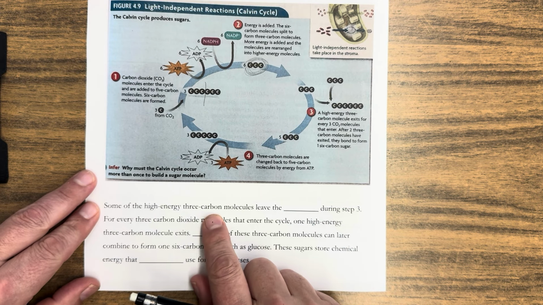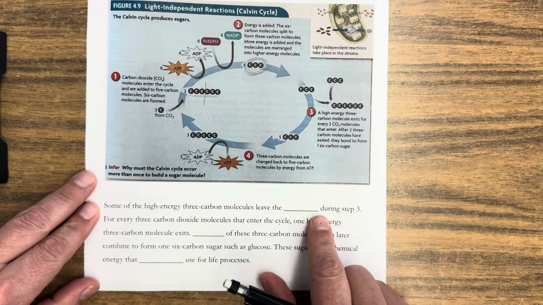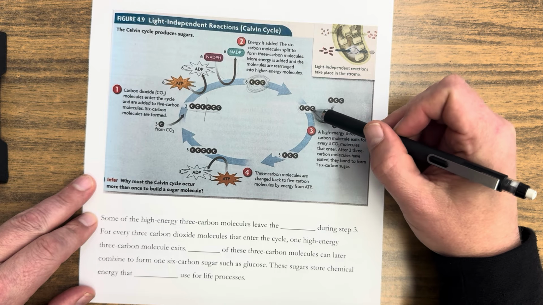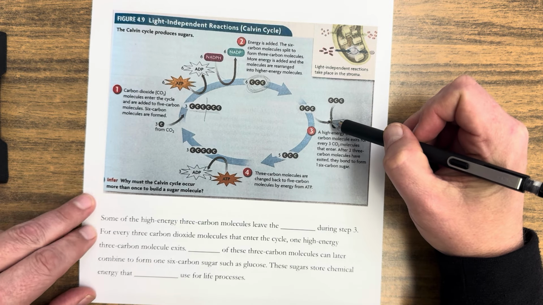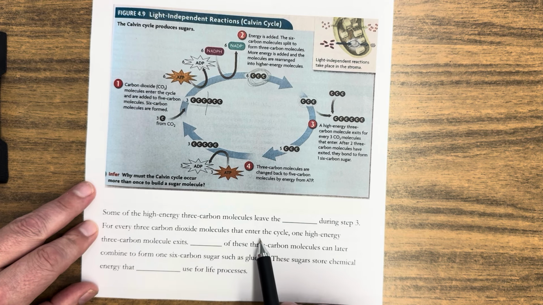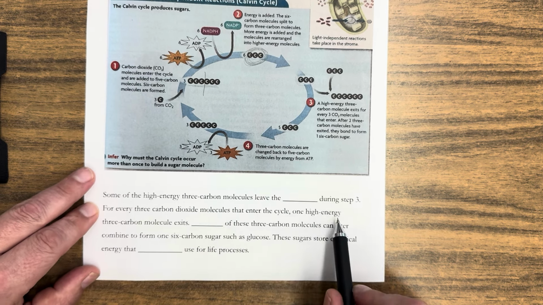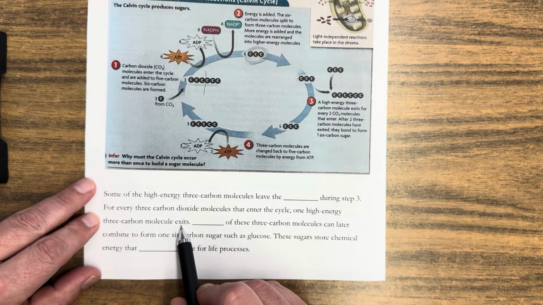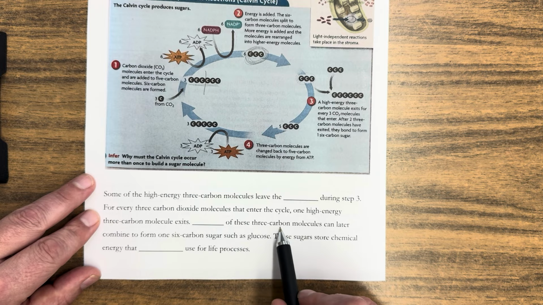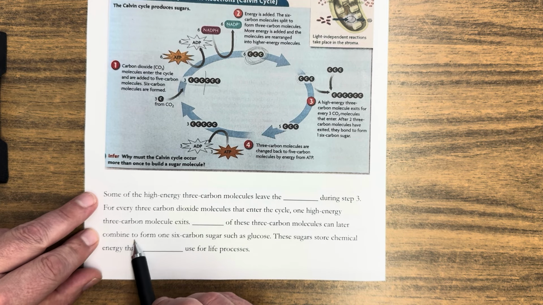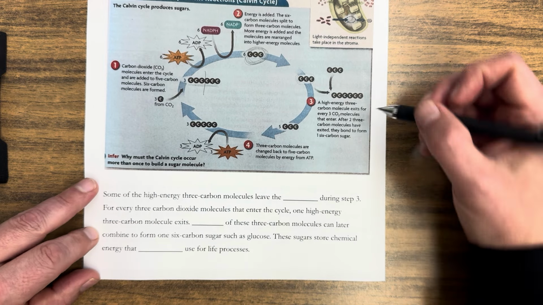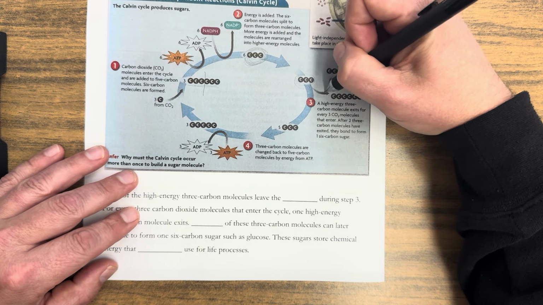Some of the high energy 3 carbon molecules leave the cycle during step 3. So what you'll see here is some of these are going to leave. For every 3 carbon dioxide molecules that enter the cycle, 1 high energy 3 carbon molecule exits. Two of these 3 carbon molecules can later combine to form one 6 carbon sugar, such as glucose. That's happening here. So some of these are going to leave.